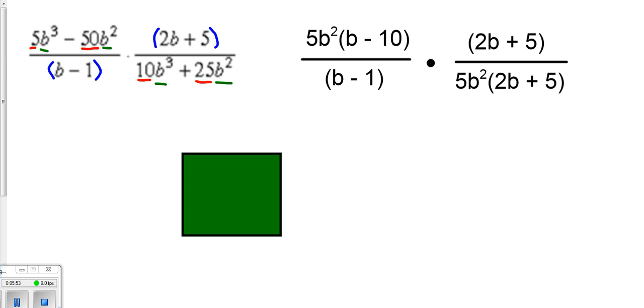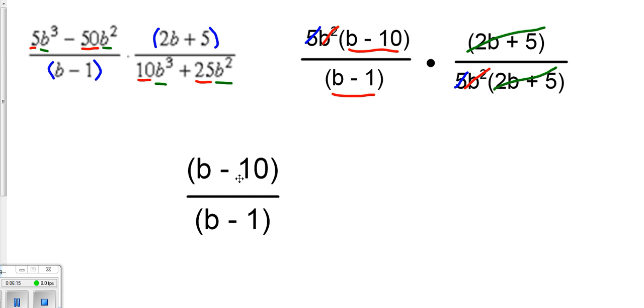At this point, we start canceling things out or dividing out our factors. 2b plus 5, 2b plus 5. 5 cancels out with 5. b squared cancels out with b squared. So really, this factor and this factor are all we have left. So we'd say our simplified rational expression is b minus 10 over b minus 1. And that would be it.